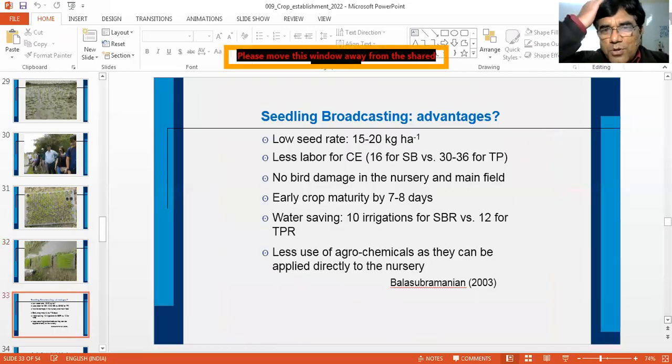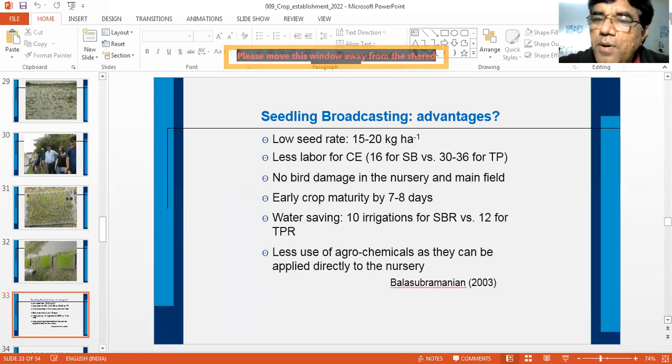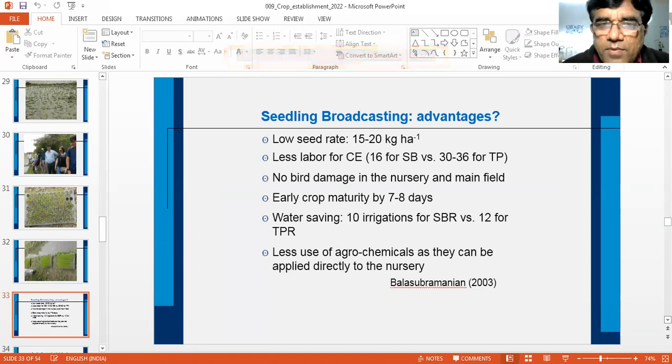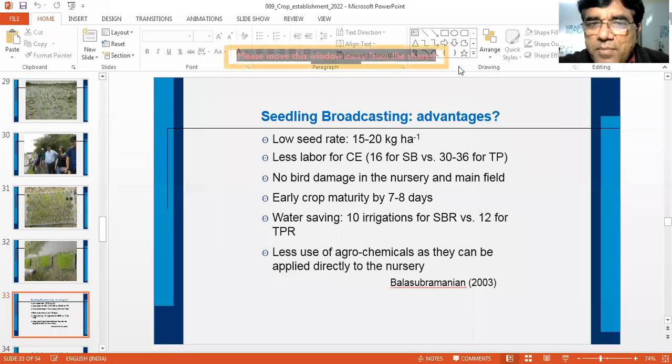So it has got some advantages also. Low seed rate in this case, just 15 to 20 kg seed rate is enough. Less labor is required. That is important. Why this seedling broadcast? Because compared to transplanting, if you remember, 30 percent more labor was required. For transplanting by manual method, in conventional, you need to have more than 30 to 35 labors. But here only 16 are enough.